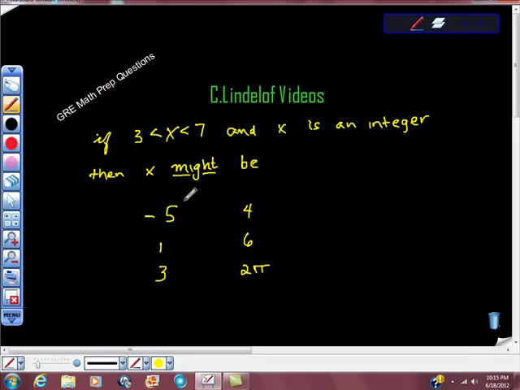So I'm starting to work this out. Okay, does -5 work? Is -5 greater than 3? No. Is 1 greater than 3? No. Is 3 greater than 3? No. So, is 4 greater than 3 and less than 7? Yes. So that's good, I take that answer.